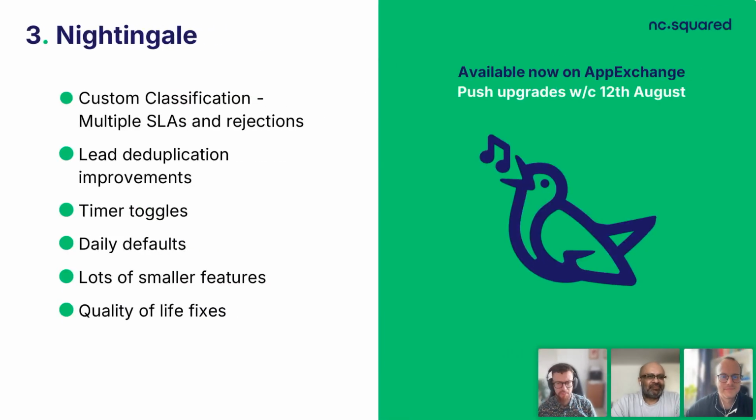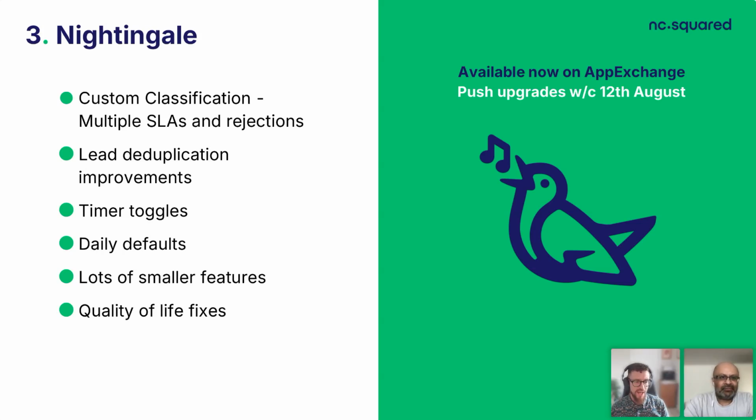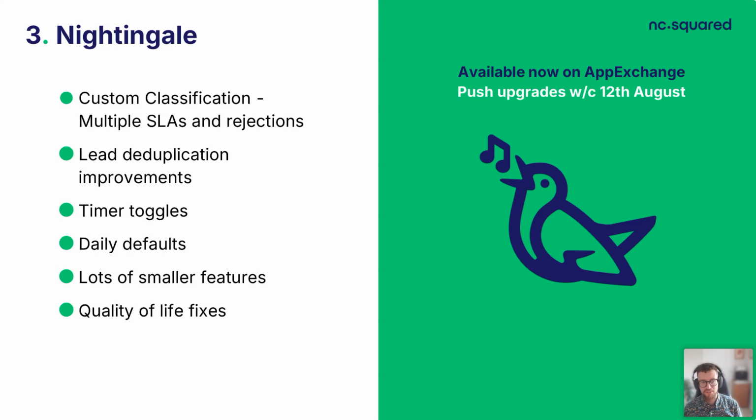Okay, so let's talk a little bit about Nightingale. So Nightingale is the latest release of Distribution Engine, and it's really packed full of features to help you optimize your setup. The headline feature of this release is the ability to have multiple SLAs and multiple rejection configurations within a single team thanks to custom classification. Before this, teams would have to be separated in order to handle different SLAs or different rejection configurations for different types of records. This feature now enables you to have your teams in Distribution Engine better representing your teams in the real world by removing this obstacle.